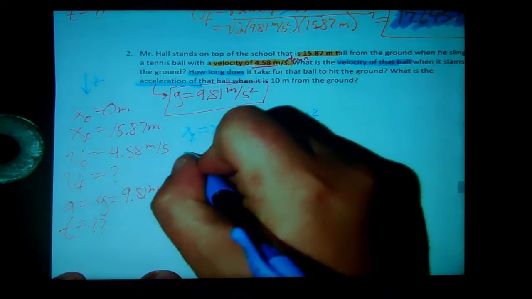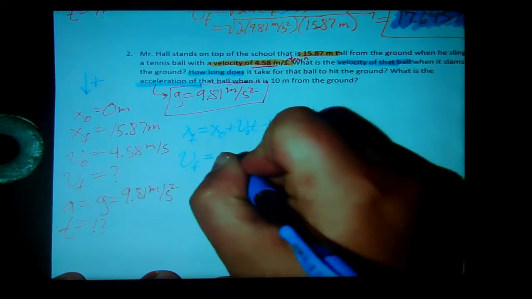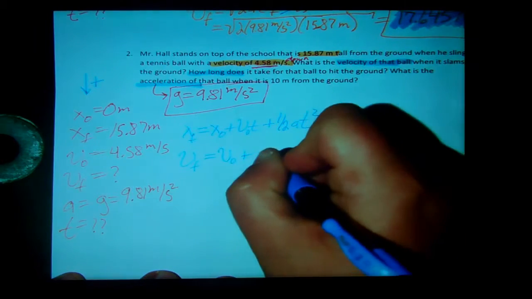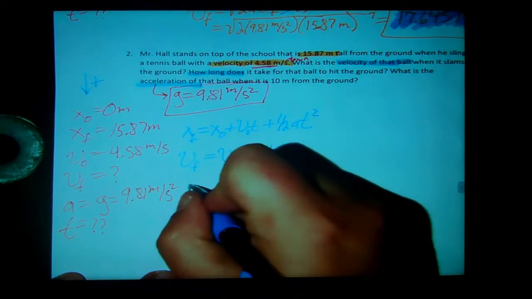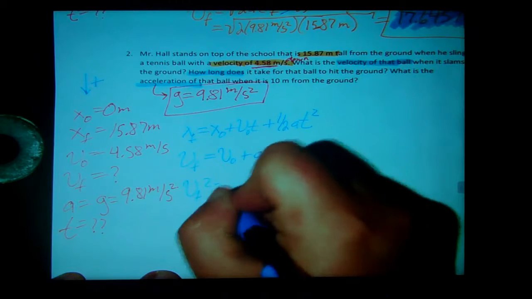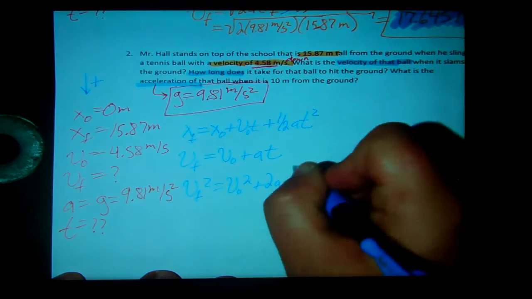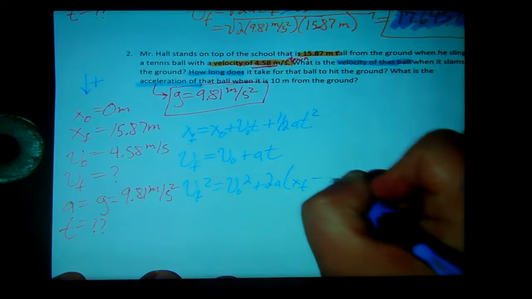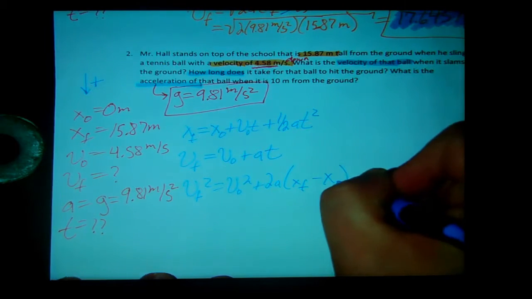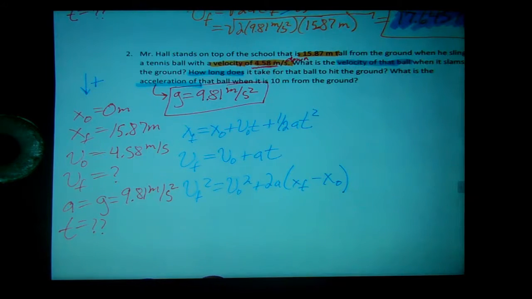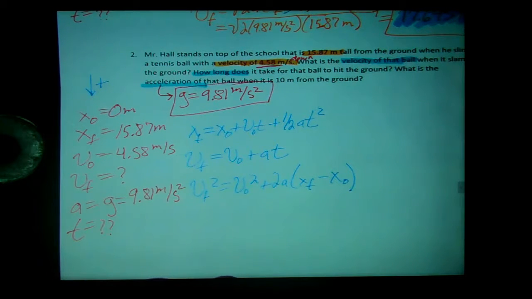Yeah. Velocity final equals velocity initial plus acceleration times time. Then we have final velocity squared is equal to initial velocity squared plus 2 times acceleration, and that quantity is the final position minus the initial position. Now in this we're going to have to do a little bit more. It's the same scenario but with some different things added within it.